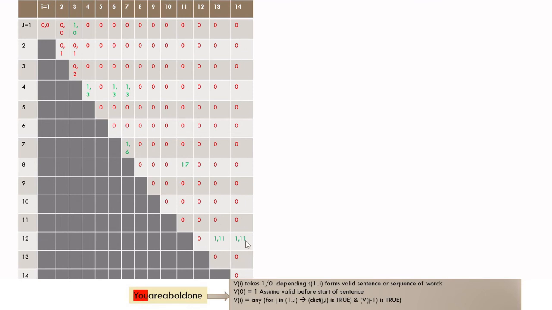So now, is our answer true or false? We look at V14, and V14 has at least a single one here, which means V14 is going to be a one, which means that at position 14, you have a bold one. There is a sequence of words here. That's what our algorithm is telling us, that there will be a sequence of words because at least one hit was found here. So the answer is going to be yes here. And now we have completed our algorithm.